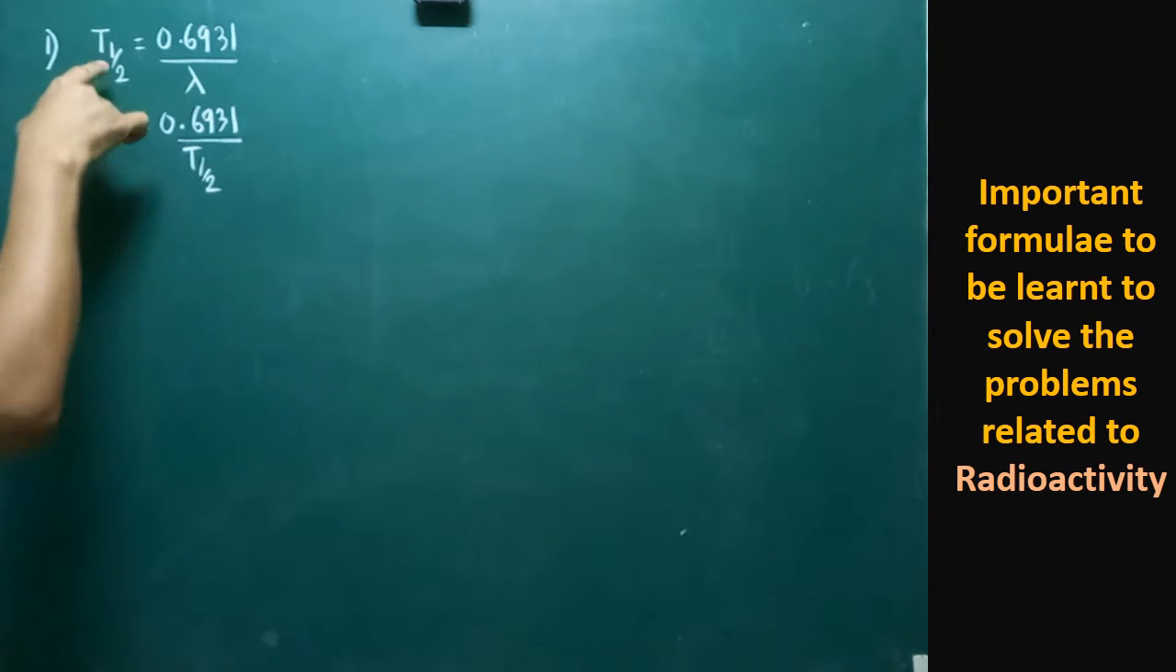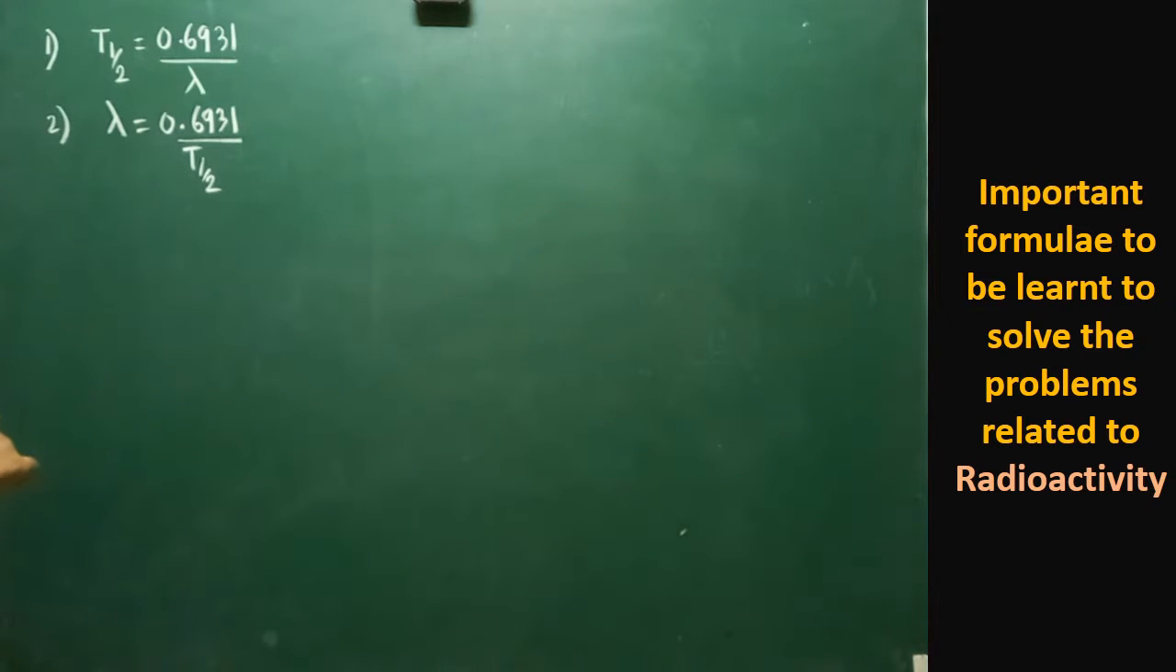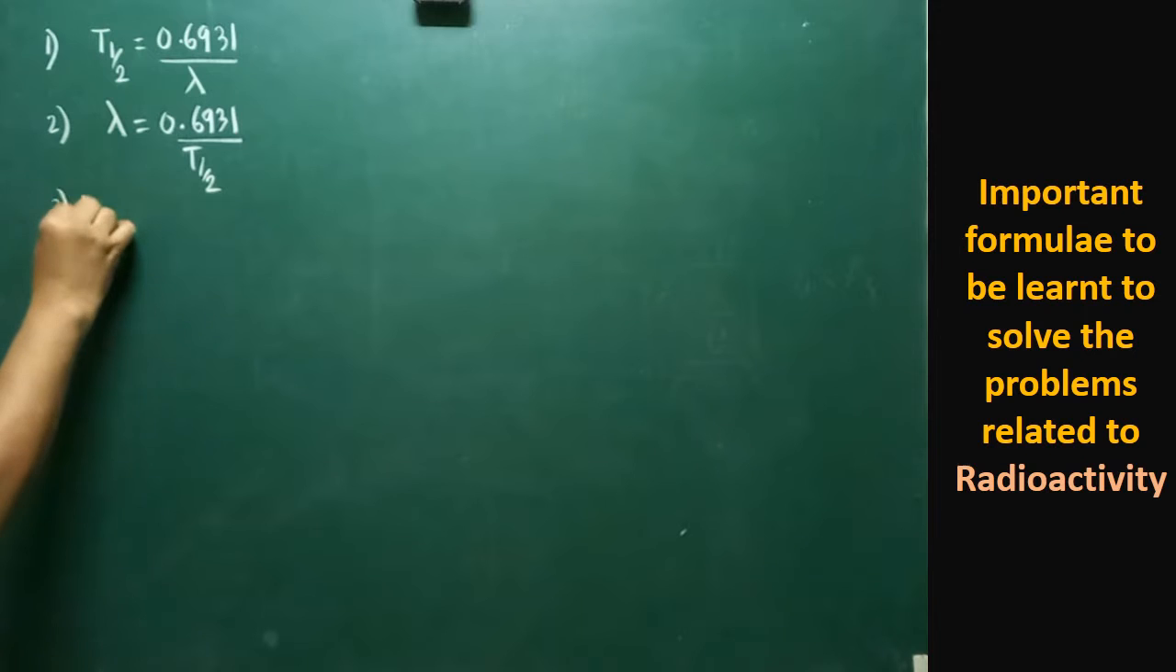So you should know what is T half and lambda. T half is nothing but the half-life period. Lambda is called the decay constant. Both the two are required to calculate each factor. Are you clear? Another important formula is the number of radioactive nuclei undecayed.